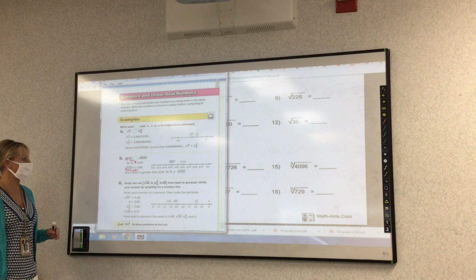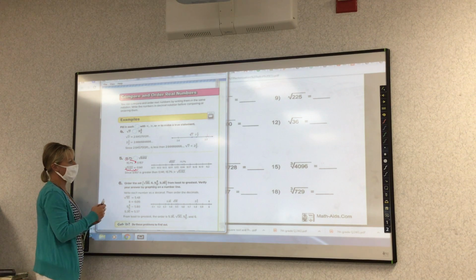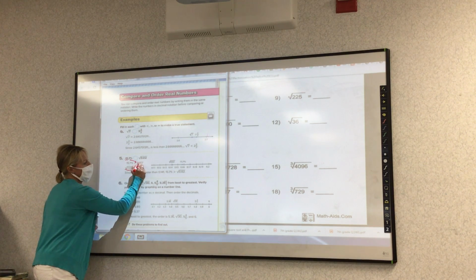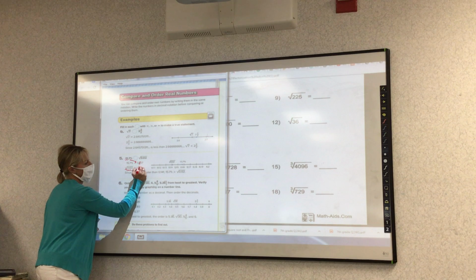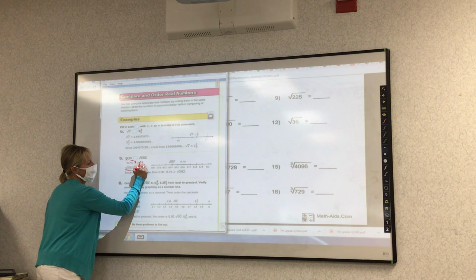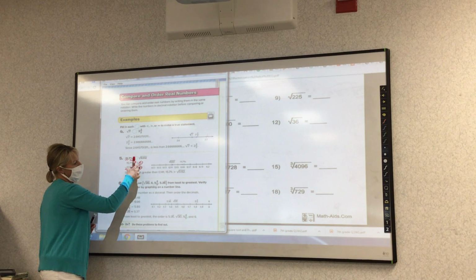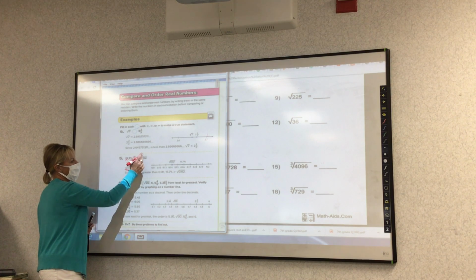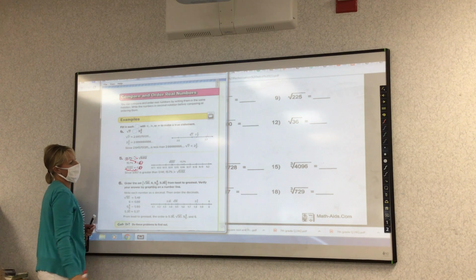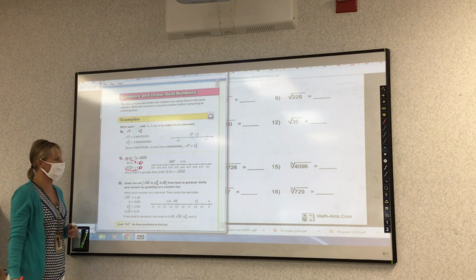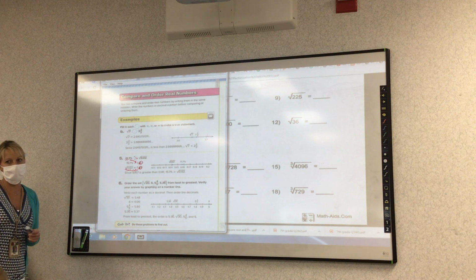Then I can compare my 2 numbers. When I compare them, the tenths places are the same, so I can cross those off. The hundredths places are different, so I'm going to circle them. 4 is less than 5. And the 4 goes with this 2 hundredths. So 15.7% is greater than 2 hundredths.